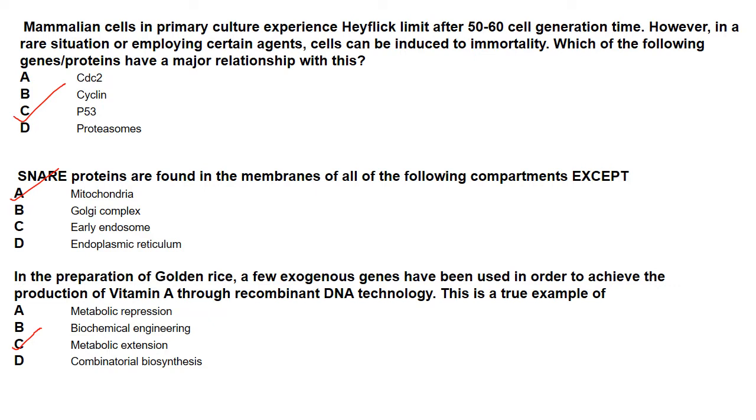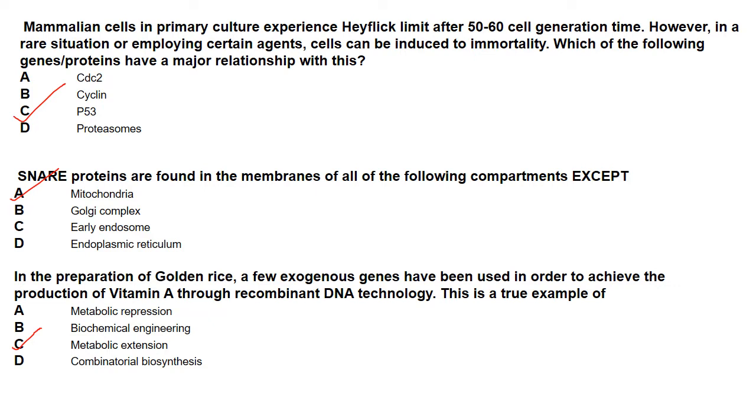So they have asked, mammalian cells in primary culture experience half-life limit after 50-60 cell generation time. But if you add certain agents, they can be induced to immortality. That is, they can keep on dividing. So which of the following genes or proteins have major relationship with this induction of immortality?